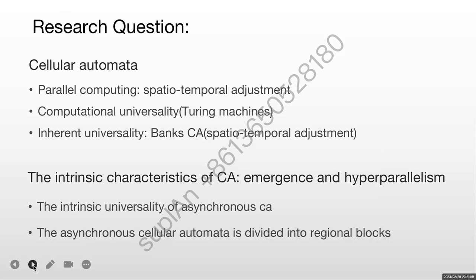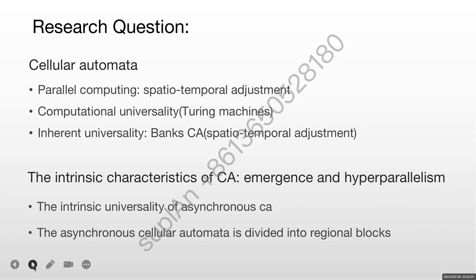CA is the basic model of parallel computing, which is the basic architecture of a nanocomputer. Well, the Turing machine is the classical serial computer model. Most research on computational universality of CA focuses on how to configure synchronous or asynchronous logic circuits in the cell space, so as to prove the computational power equivalent to logic circuits or Turing machines. This universal capability is not enough to reflect the intrinsic characteristics of hyperparallelism of CA.